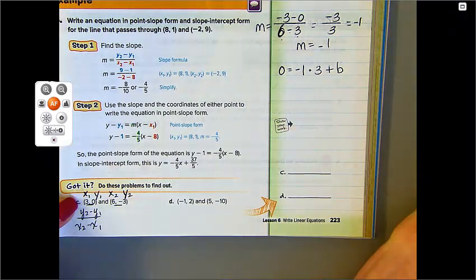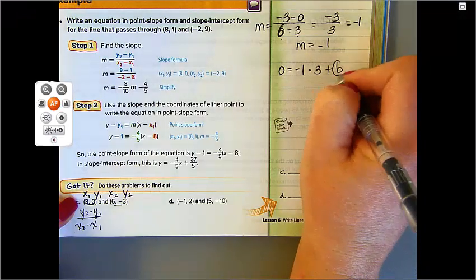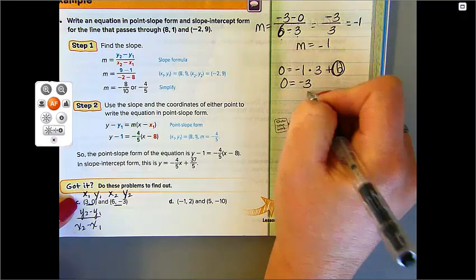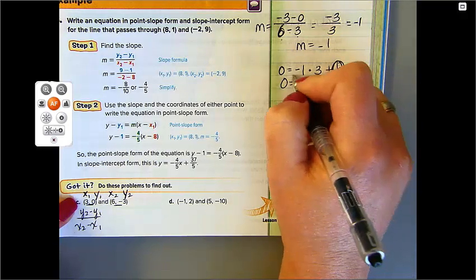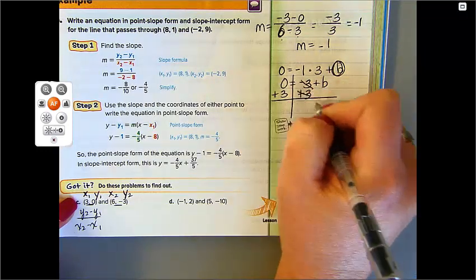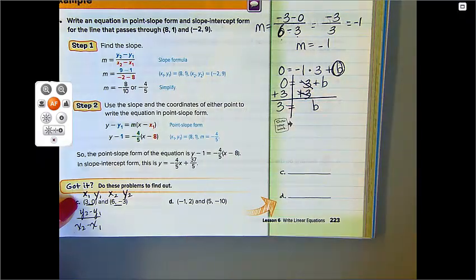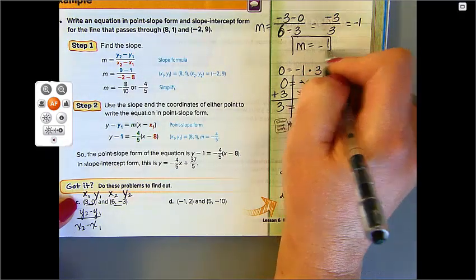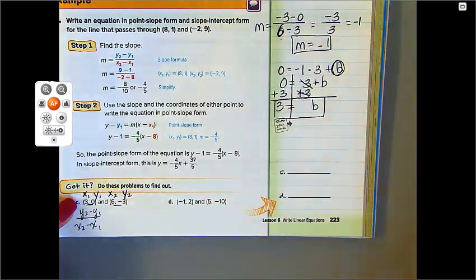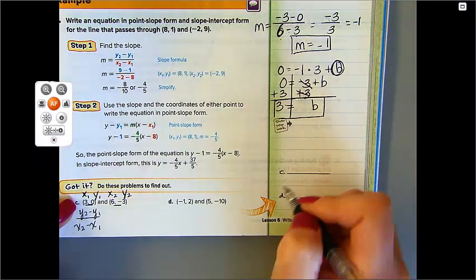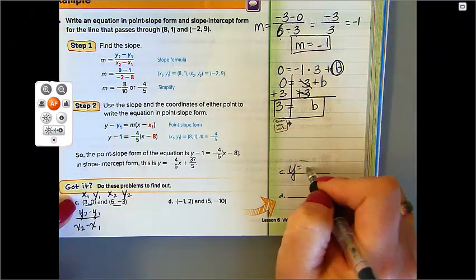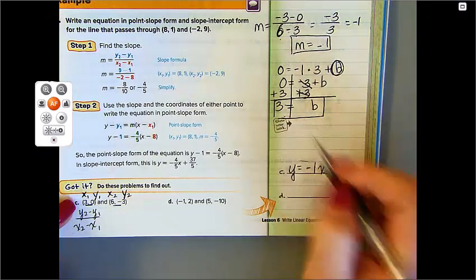And now I want to get b by itself. So I have 0 equals a -3 because -1 times 3 is a -3. Continue solving. I'm going to add 3 to both sides. So b equals 3. So now I have an m and I have a b. And I can write that in slope-intercept form. The slope-intercept form then for this one would be y equals mx plus b.